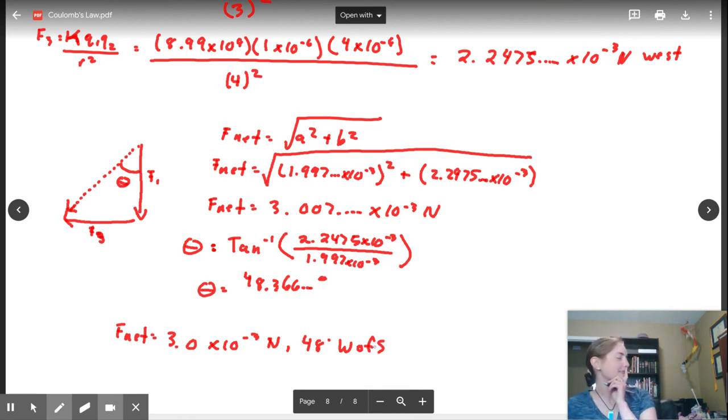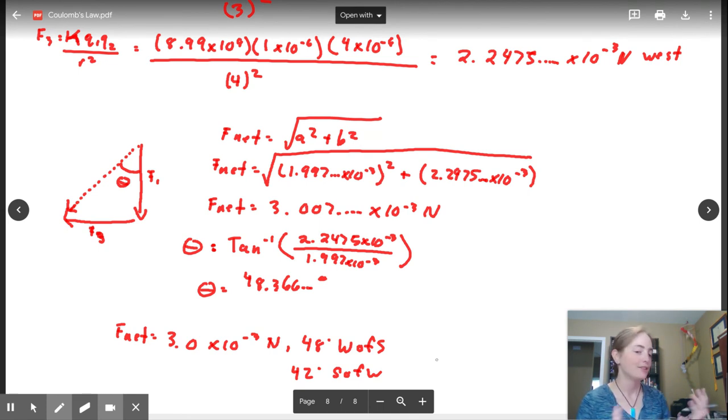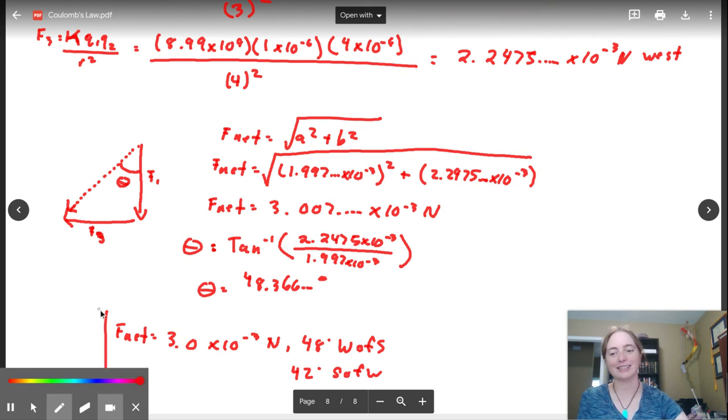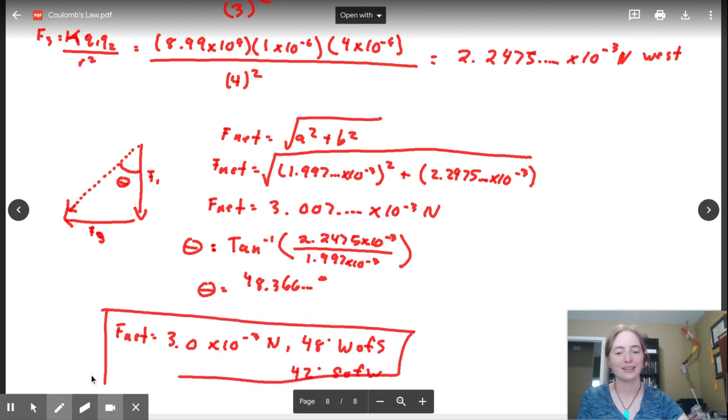What is the second correct answer I'll take? 90 minus 48, and you're going to get 42 degrees, and the reference is going to be south of west. So either of those are correct. And if you're ever in a multiple choice scenario where it gives you, say, 48 degrees west of south, and you got 42 degrees south of west, just do 90 minus, and you will get that right answer. So watch out for that, because yes, that does happen on your unit tests and your quizzes. But you already saw that in your last test.